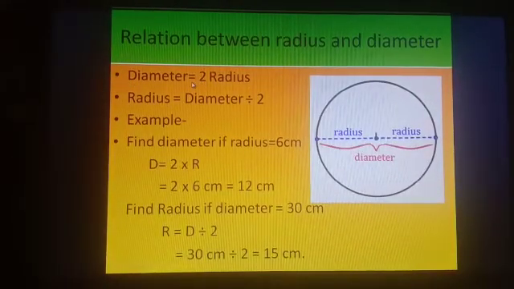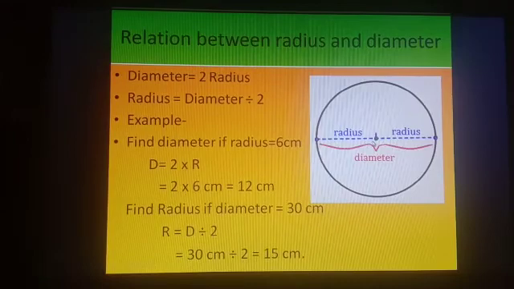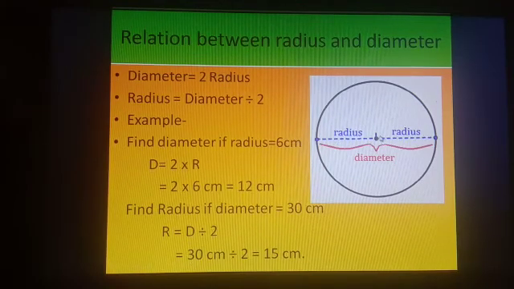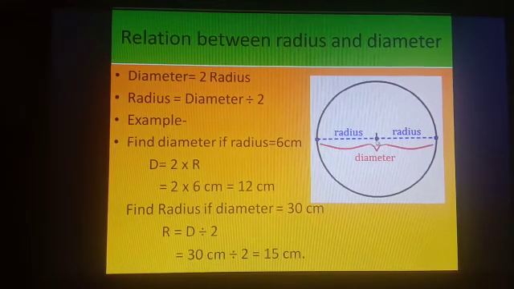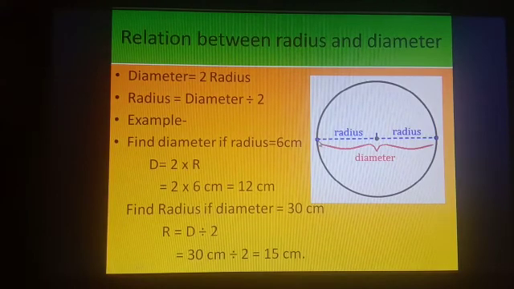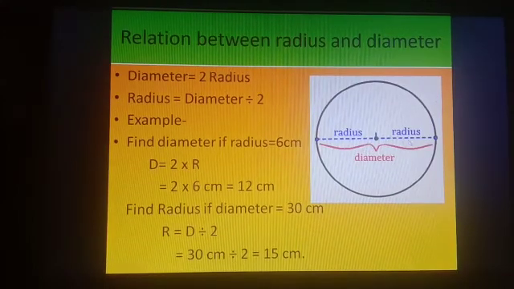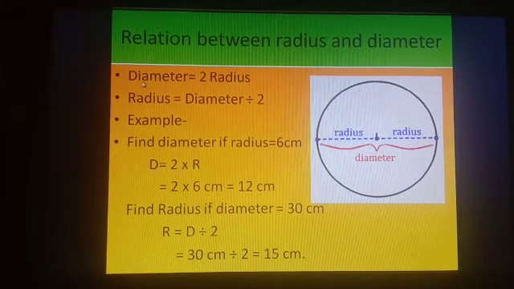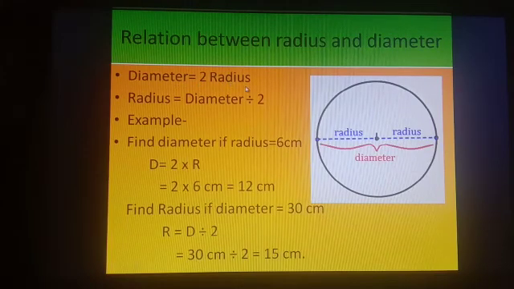Now in the last part we will discuss the relation between radius and diameter. We have discussed what the radius and diameter are. The diameter is the line going from one part of the circle to the other. It joins 2 points of the circle, but this line goes through the center point. And we also know that a line from the center point to any point of the circumference is called the radius. So you can see the diameter has 2 radii. So diameter is equal to 2 times the radius.